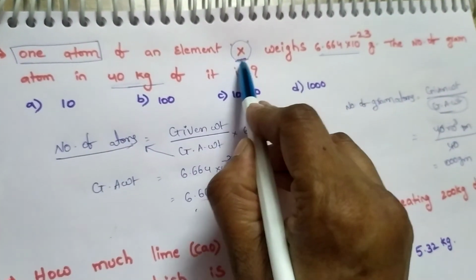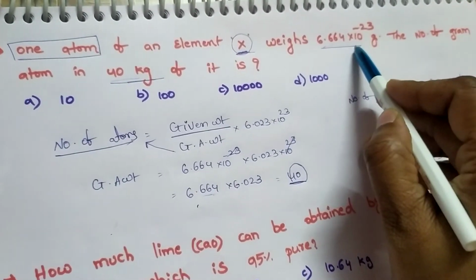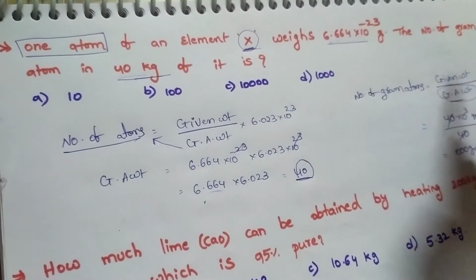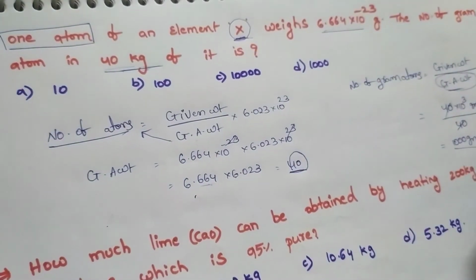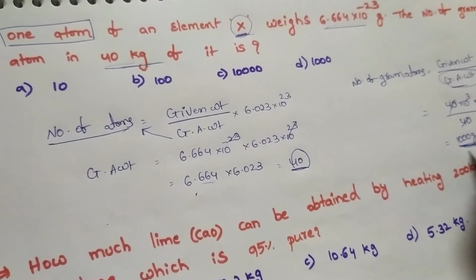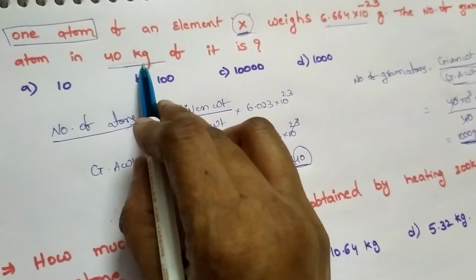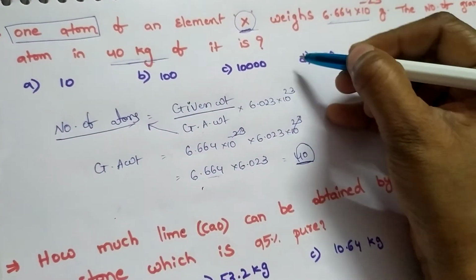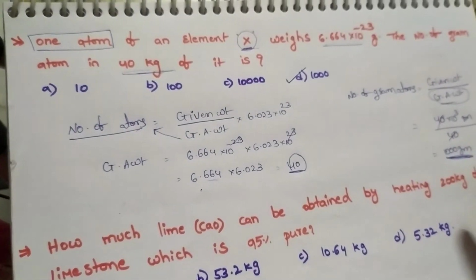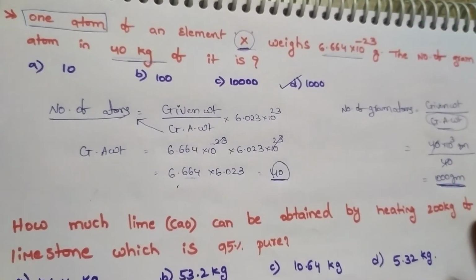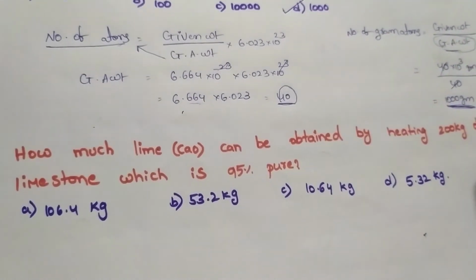One atom of an element X has 6.664 into 10 to the power of minus 3 grams. The number of gram atoms in 40 kg is 1000 grams. Okay, 1000 grams will be present in 40 kg. So I am going with the option D. Right, student? So this is the first problem. Now come to the next one.